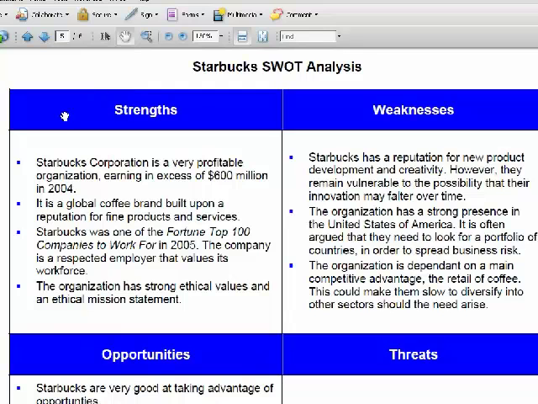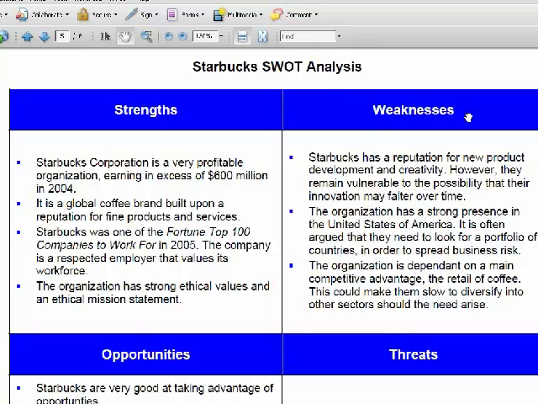So in this case, they list their strengths as they're a very profitable organization. They have a global coffee brand, good reputation for fine products and services. They are a Fortune Top 100 company. In this case, it was in 2005. They have a strong ethical value and an ethical mission statement. They consider these as strengths, internal, positives to their organization.